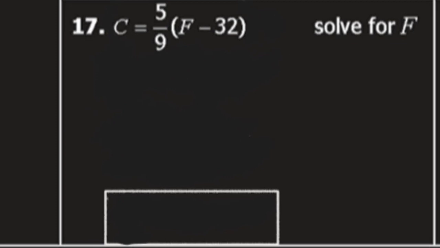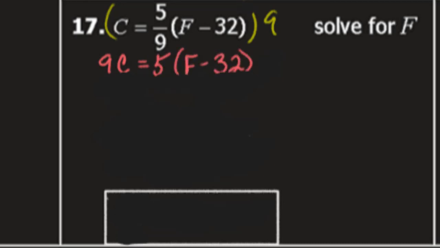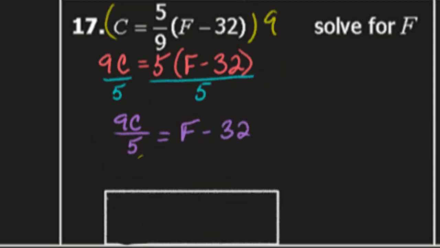Number 17. First, I want to eliminate my fraction. I can do this by multiplying by the denominator. So I'll multiply by 9, both sides. 9c equals 5 times f minus 32 in parentheses. Divide by 5 both sides. 9c over 5 equals f minus 32.